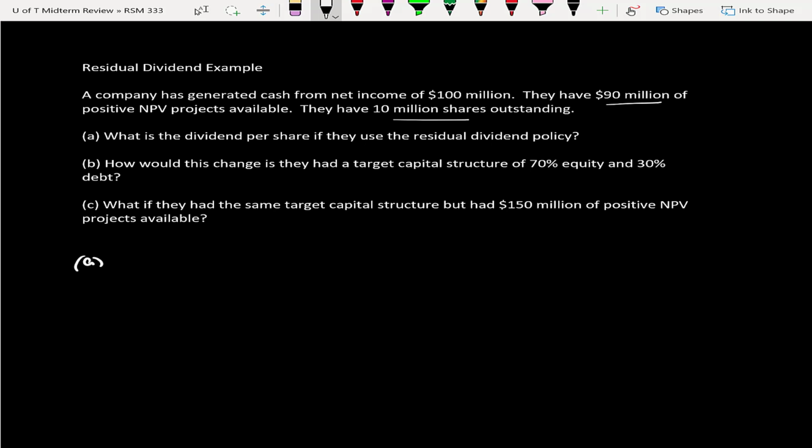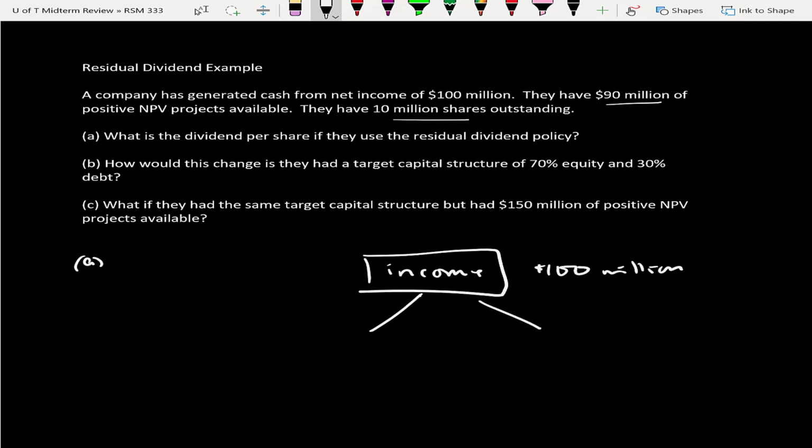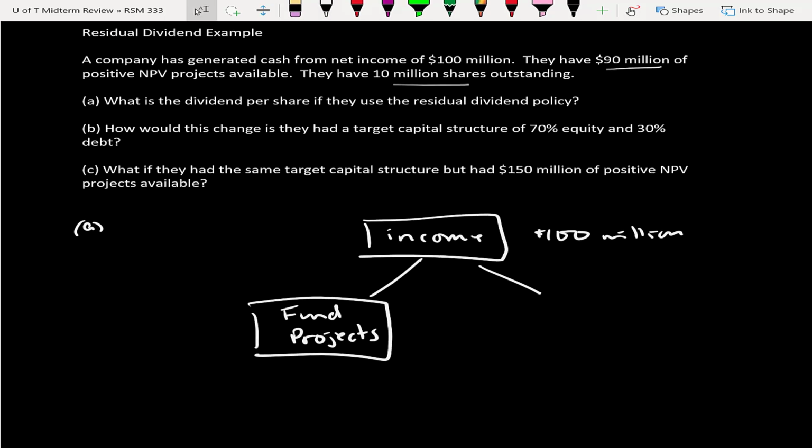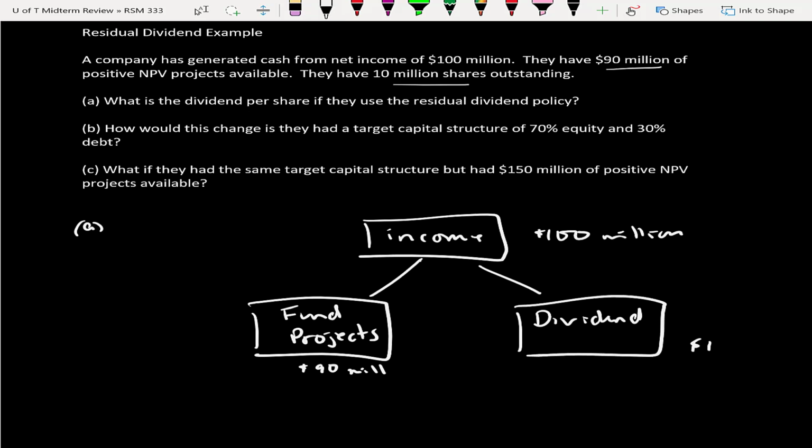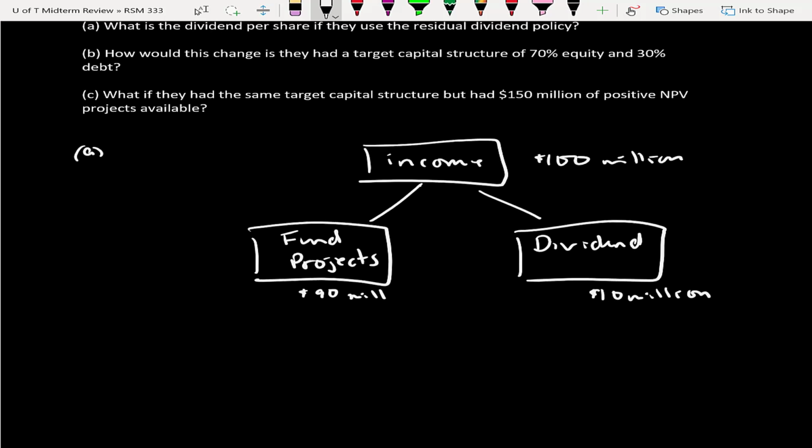Let's put it down as a graph. So your income was 100 million. And this was all cash that was available. And the first thing you do with this is you will fund your positive projects. And how many projects are available? There's 90 million, which is given in the question. So the leftover amount is the dividend that you will pay. So that works out to the $10 million that the company will pay as dividends from their cash flow.